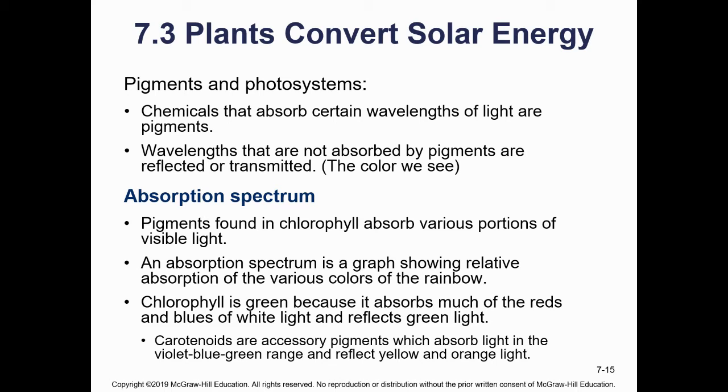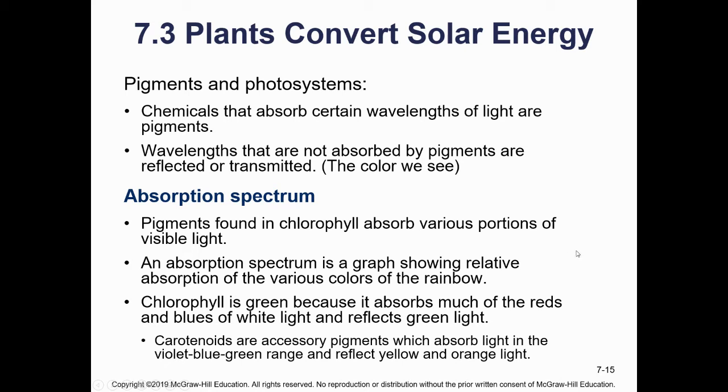So the absorption spectrum: pigments found in chlorophyll absorb different portions of visible light. There are different types of chlorophyll. Green is the most prominent. Chlorophyll A is a green pigment, and that reflects green. It's the most prominent one in leaves, especially in the summer. In the fall, those don't do so well in lower light, and so we lose them, and that leaves the other pigments behind, and they become visible to us. That's why we see that change in leaf color.